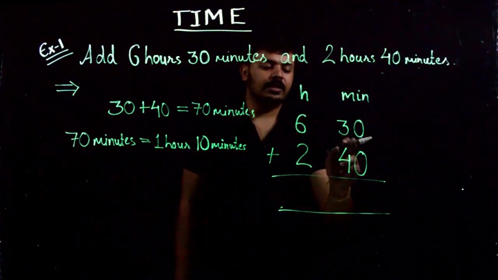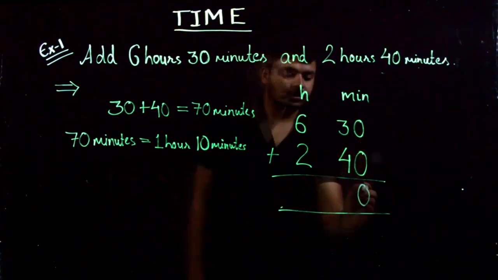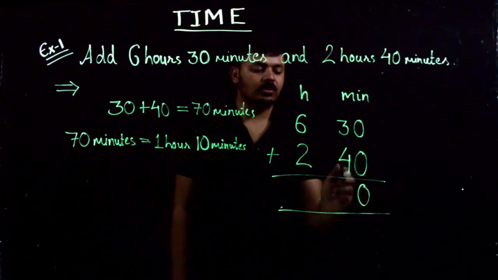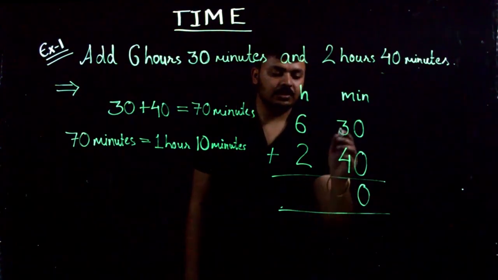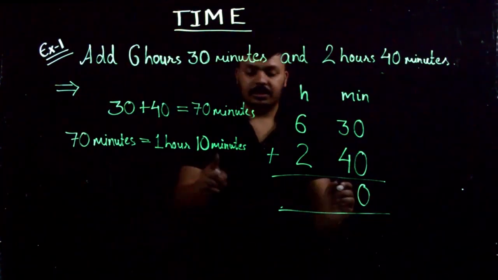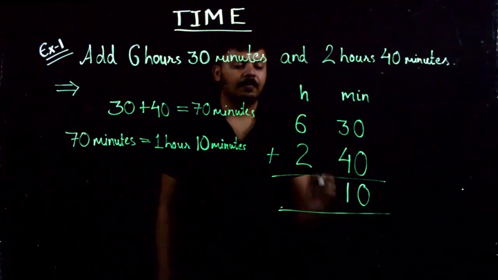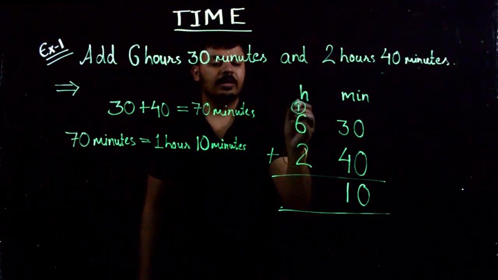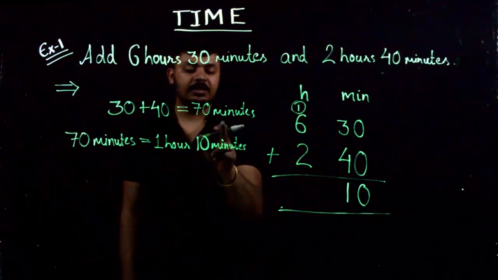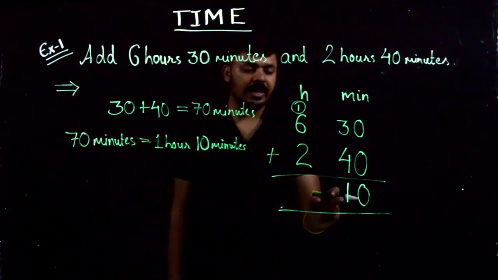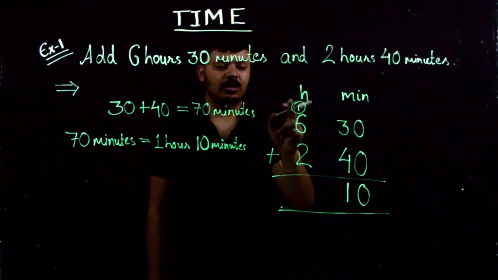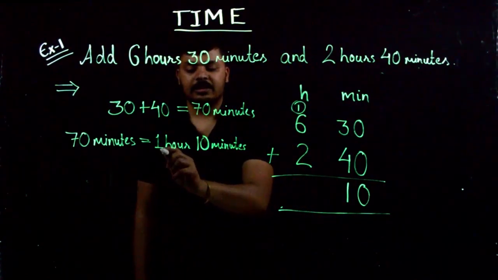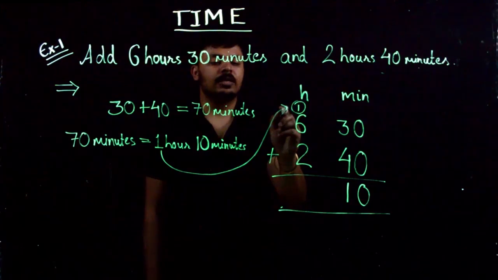So let's add: 0 plus 0 is 0, 3 plus 4 is 7. So 70, instead of 70 we write 10 minutes and 1 carried over, as 70 minutes equals 1 hour 10 minutes. So 10 stays and 1 is carried over to the hours. This hour gets carried over to the hours section.